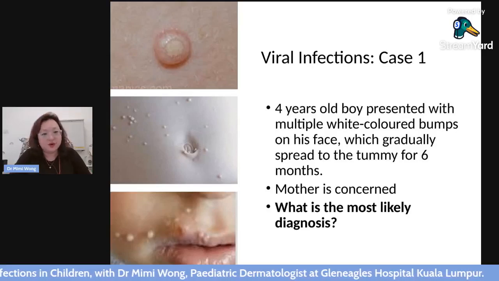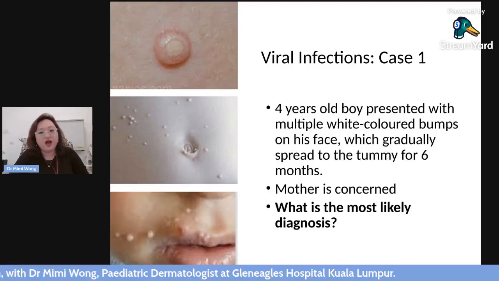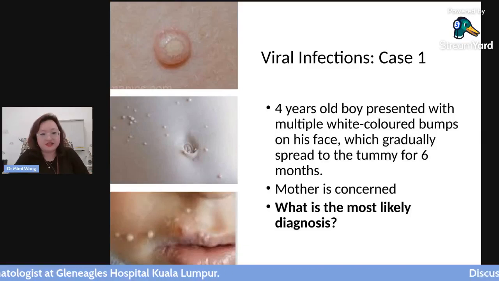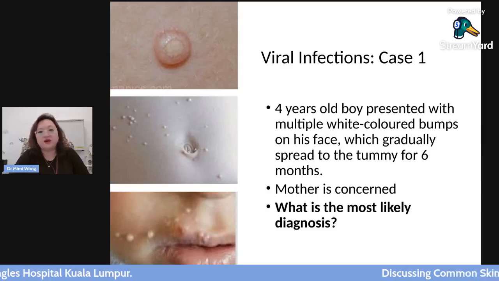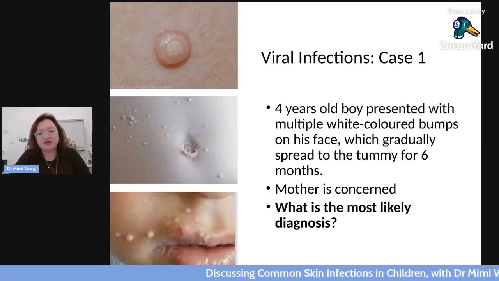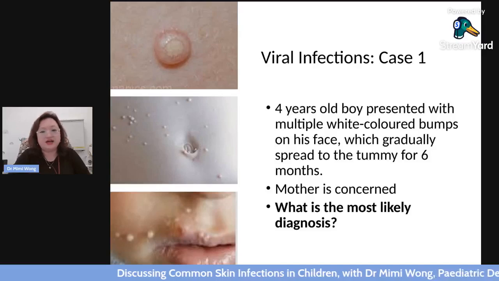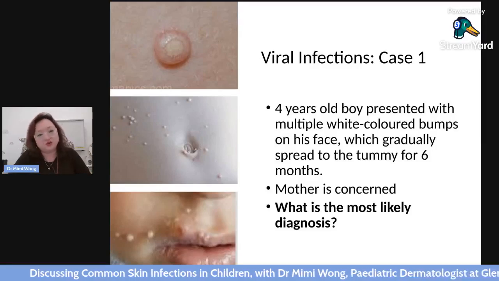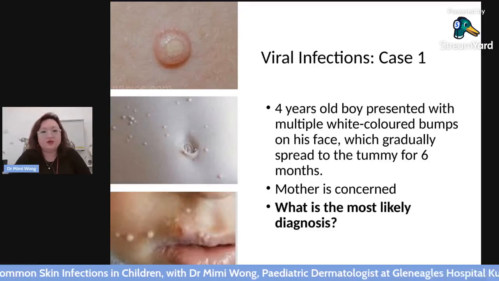So this case number 1, this 4-year-old boy presented with multiple white-colored bumps on his face, as you can see here, which gradually spread to the tummy over 6 months. Mother is very concerned because it's getting more. The child started to be bothered and started to scratch the skin with time.